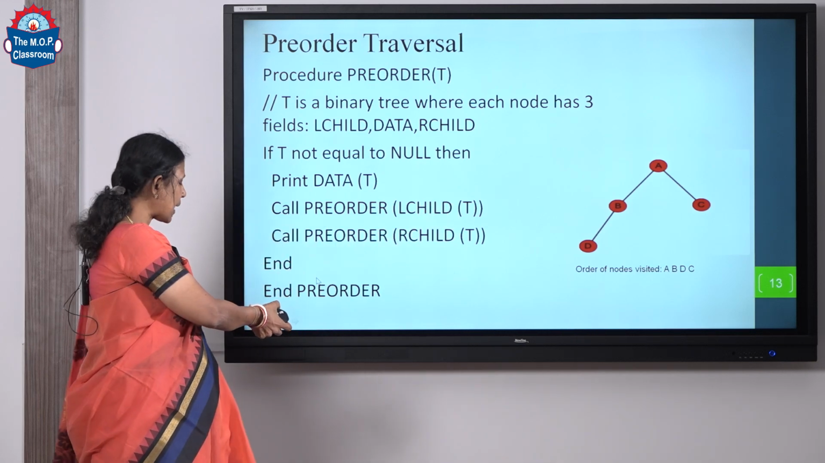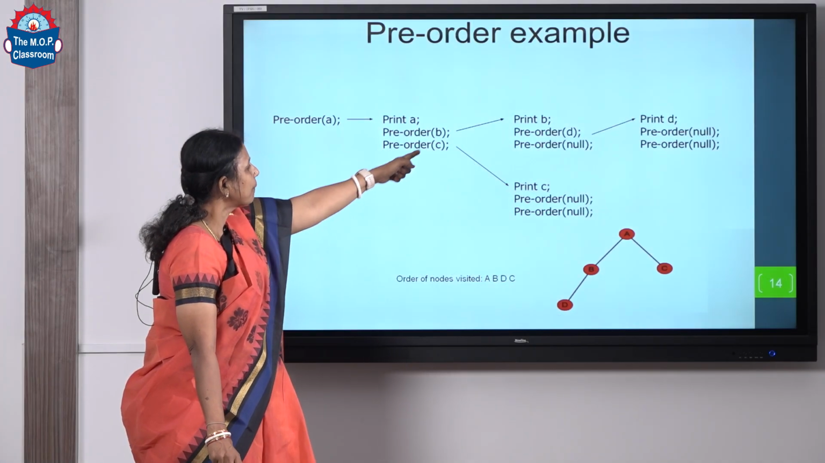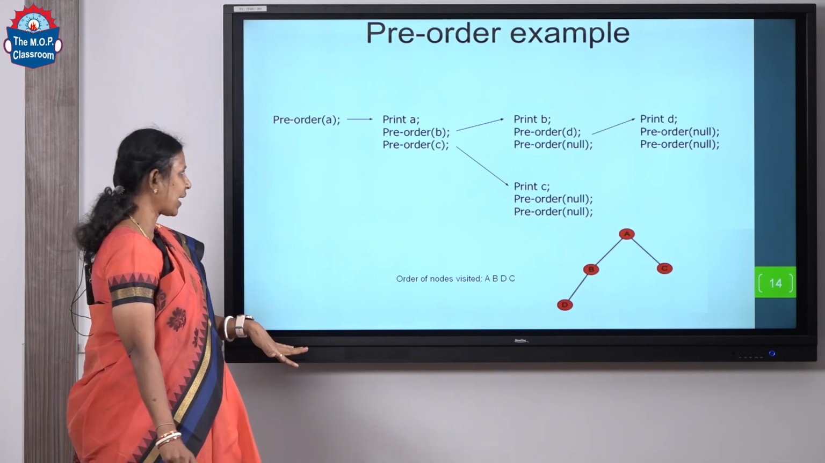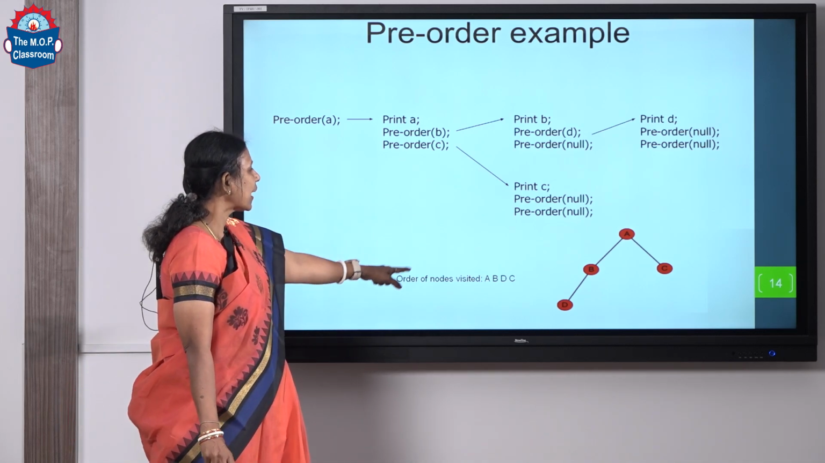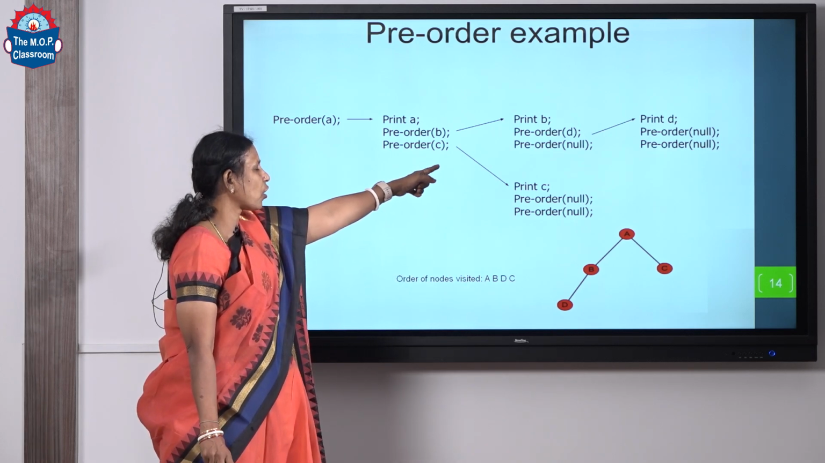We will see an example now. When you look into the diagram, A is the root. So, first we will visit A, so print A. Then pre-order of B, then pre-order of C. At pre-order of B, it will print B, then pre-order of D, and now print D will happen. Then D doesn't have a left child nor a right child. So, again it will go to B. In B, it doesn't have a right child, so pre-order of null.